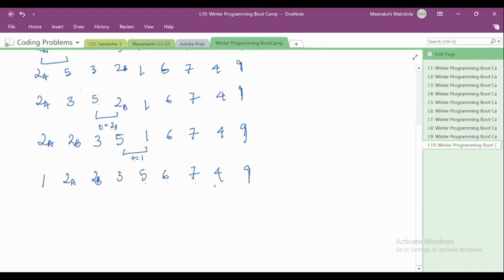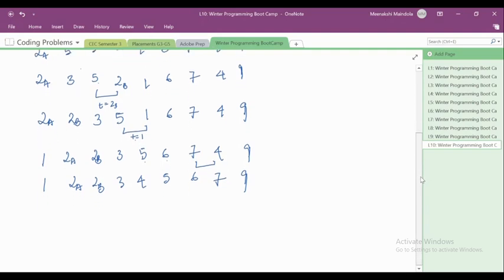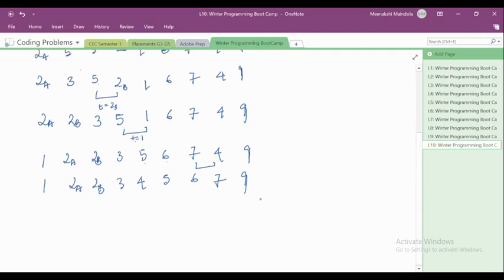Then you compare 7 and 4. So 4 is less than 7. So again, it is going to be placed at its correct position. So this time 4, 5, 6 and 7 and then 9. Now you see your array is sorted after the complete iteration and the complete loop are executed.